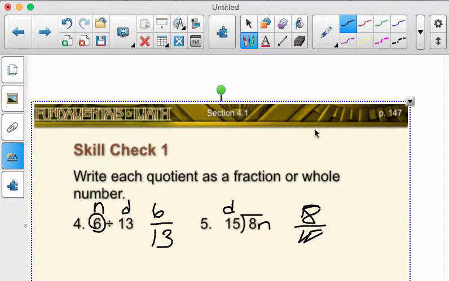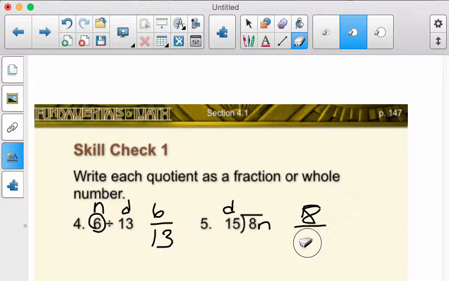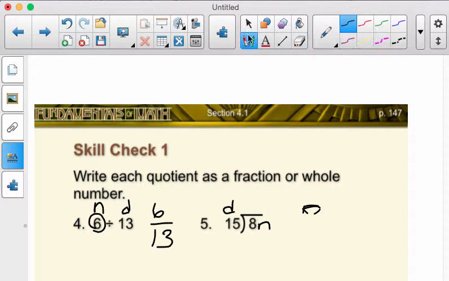Alright, so see how it changes up for you? There we go. 8, there we go. Little technical difficulties, but nothing that's going to stop us. 15th. There we go. 8/15. Alright, so that's pretty simple, isn't it?